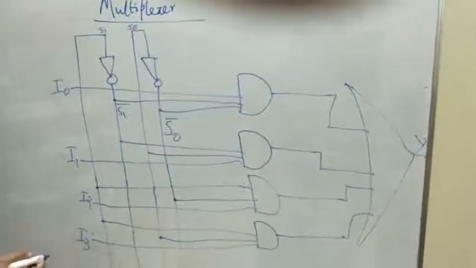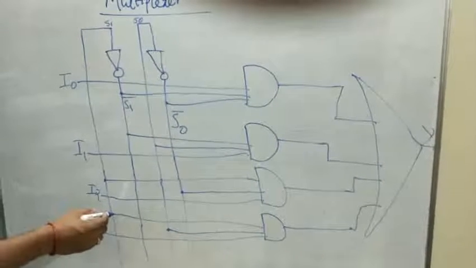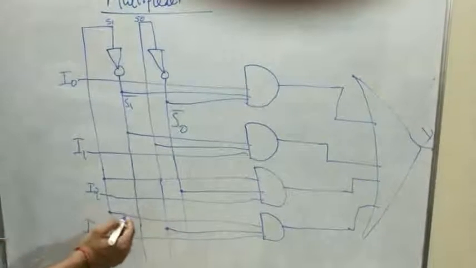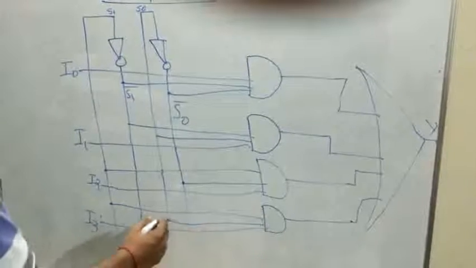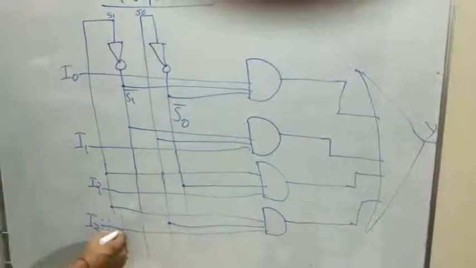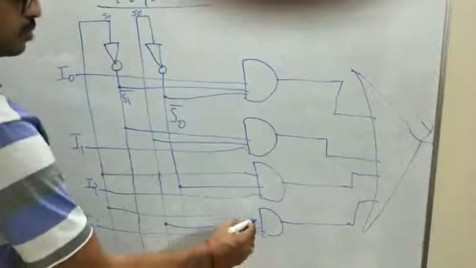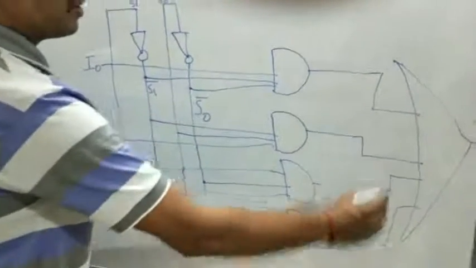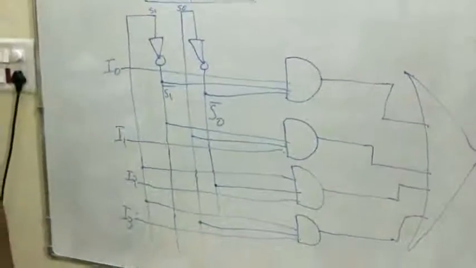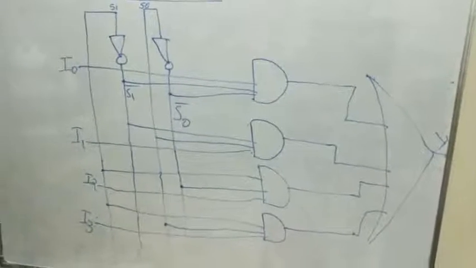Similarly, 1, 1. If you give 1, 1, we are taking the value from S1 directly, and then S0 directly, and we are combining the I3 value. So this becomes 1 into I3, then the AND output would be I3, that will be given to an OR gate, then we will be getting Y as I3. Okay, this is how the 4x1 multiplexer works.